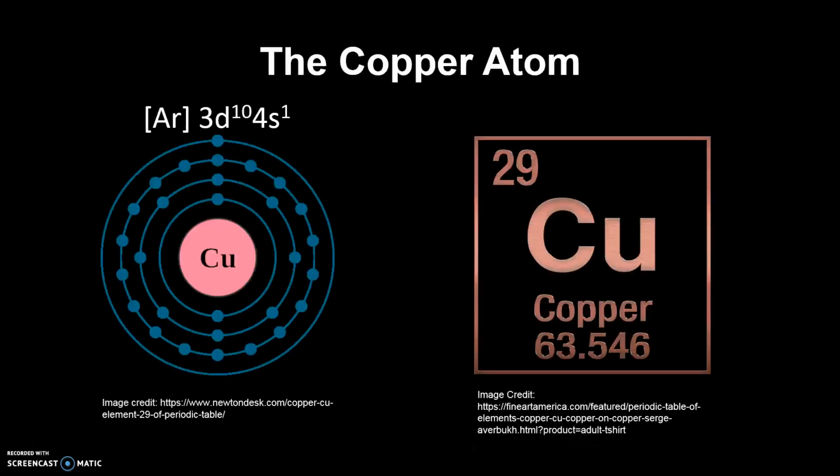The copper atom has a full 3D subshell and only 1 electron in its 4s subshell. Copper is a metal with the atomic number 29 and atomic weight of 63.546. As a metal, it maintains similar properties and environmental behaviors with metals and metalloids, being malleable, forming positively charged ions, having the ability to form basic oxides, and being a good conductor of heat and electricity.